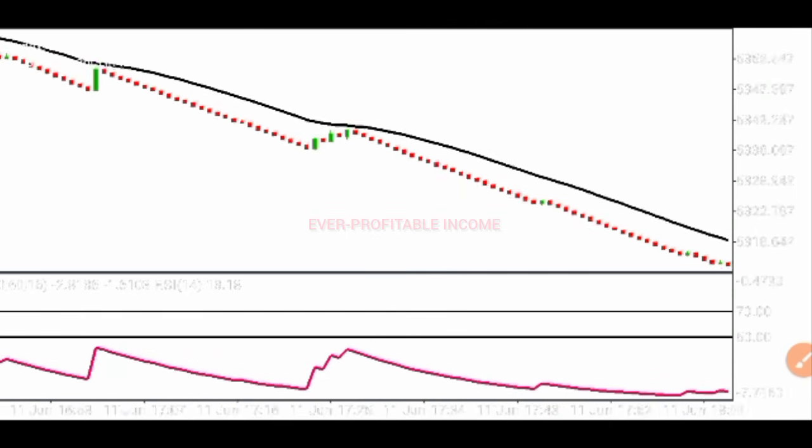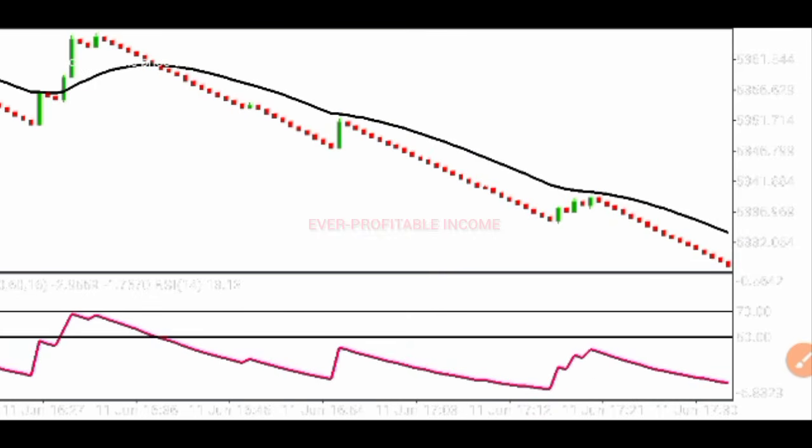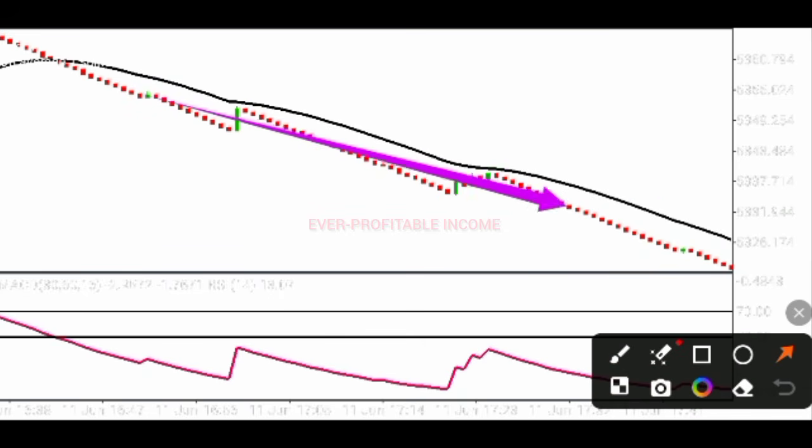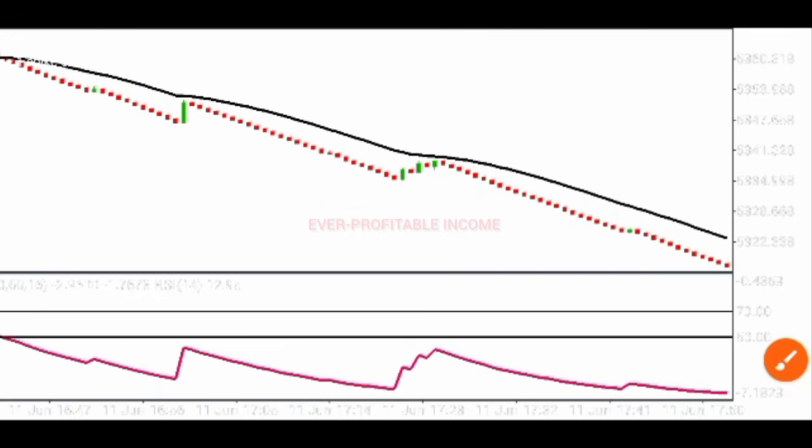So let's scroll back. You can see this massive bearish movement, guys. You can hop into this trade safely and you will make massive profit. Spike is not going to knock you out. Now let me show you the secret. It's all about timing, guys.